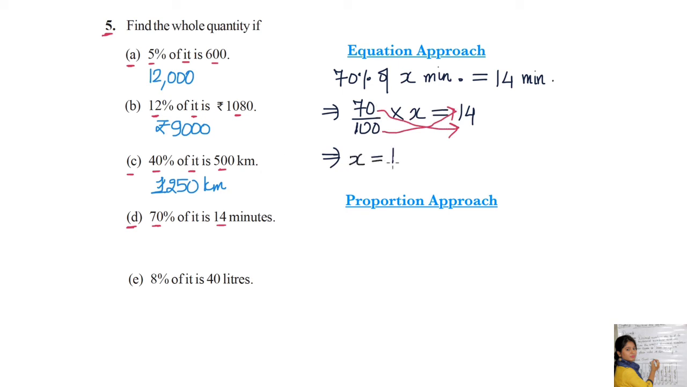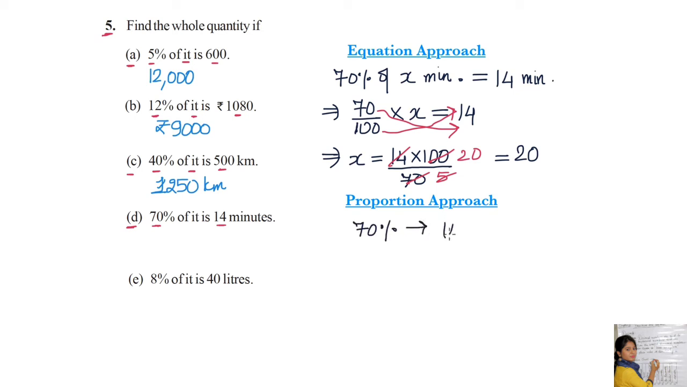So 140 divided by 7 will be equal to 20. Or you can write 70 as 7, 0 and 0 will be cancelled out, which gives you 20, or you can divide it by 2, it's totally up to you. So it means that we have got the unknown quantity as 20 minutes. Now let's move to proportion approach.